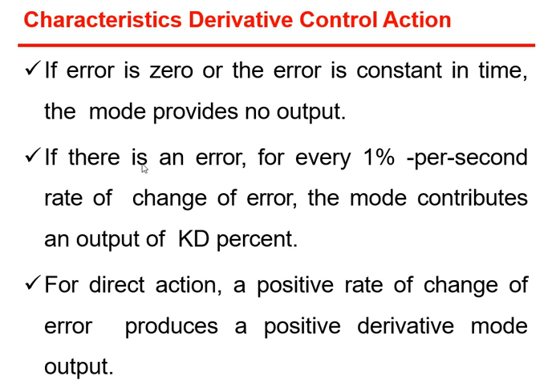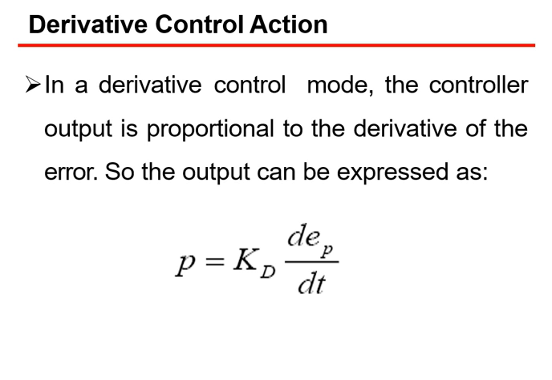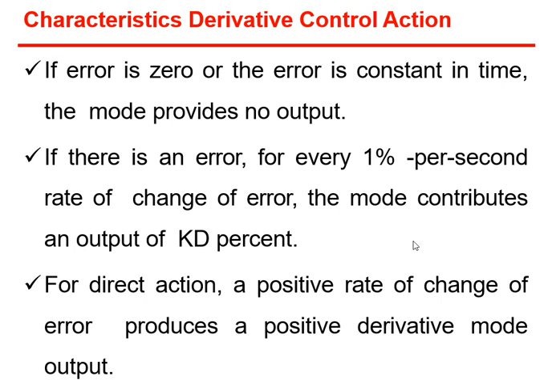If there is an error, for every 1% per second rate of change of error, the mode contributes an output of KD%. So whatever the KD is given in this equation, that much percent it will add. For direct action, a positive rate of change of error produces a positive derivative mode output. This is very important.